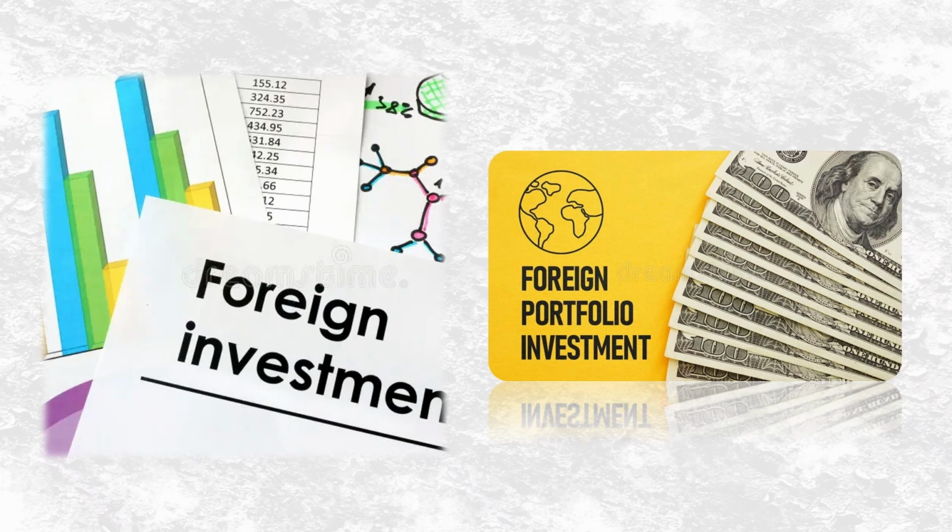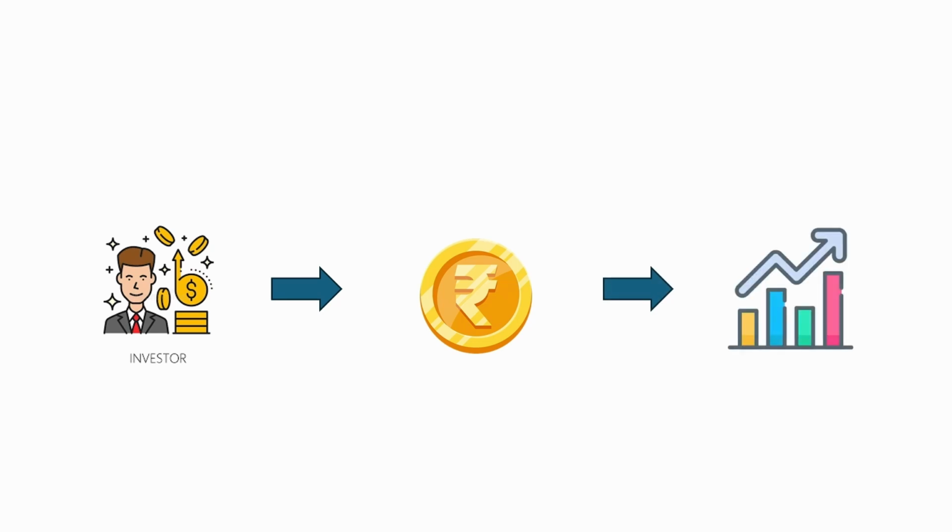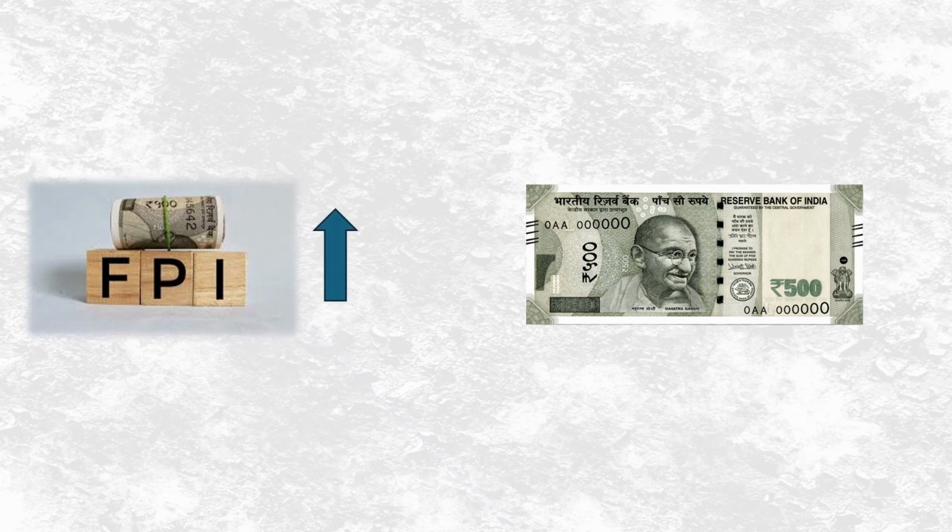Now let's talk about foreign investment. When foreign portfolio investors or FPIs invest in India in shares or bonds, they first bring in dollars, then convert those dollars into rupees and use those rupees to buy Indian assets. So when more FPIs invest in India, more dollars are converted into rupees. Demand for the rupee increases and the value of the rupee also goes up.